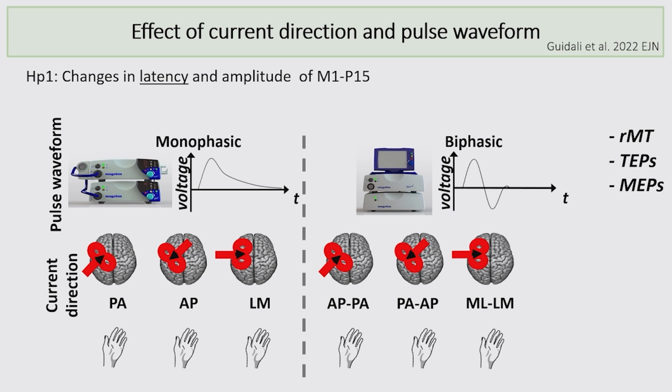The current direction determines which neural population is most activated by the pulse in the target area, and indeed affects other measures like motor threshold and MEP latency. And this effect is stronger for monophasic stimulation. So here we tested if these parameters are also important if we want to obtain connectivity measures. In other words, we explored if the pulse waveform and current direction determine which connections with other cortical regions are preferentially activated by the TMS.